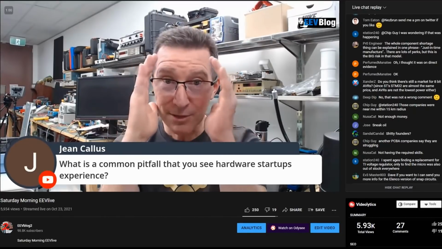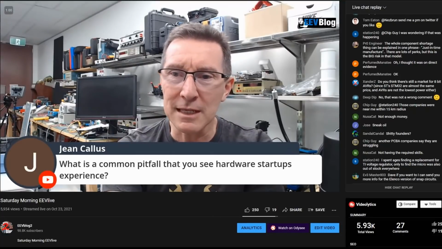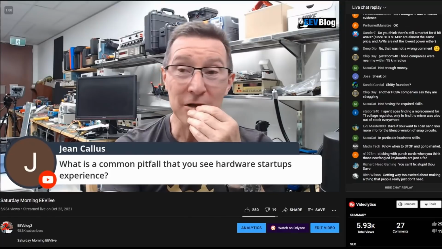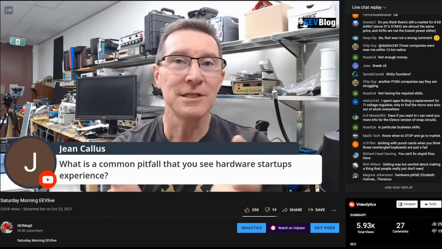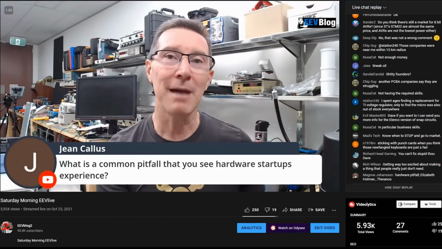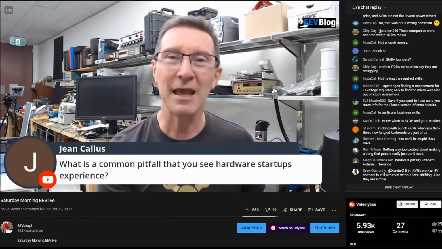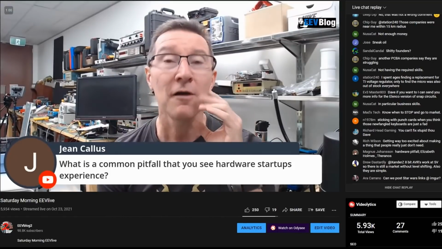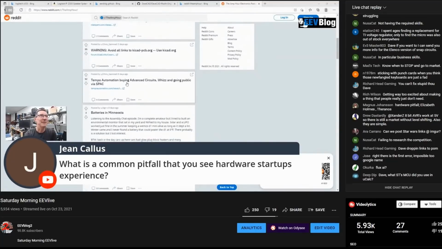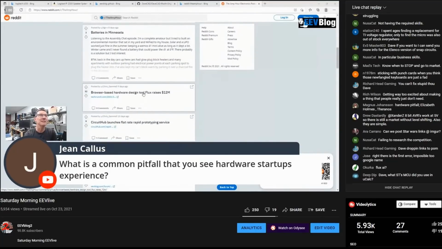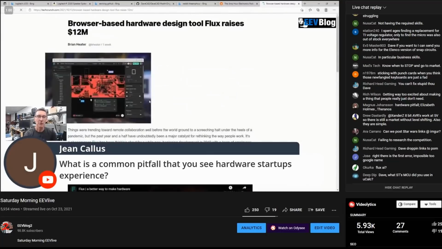But no, people just get their blinkers on. We talked about this actually on the Amp Hour, and we discussed that there's a new hardware startup, once again, another online PCB schematic tool that's mainly geared towards actual collaboration between engineers, right? I can't remember the name of them. Flux is their name. Browser-based hardware design tool, Flux. Right, they raised $12 million, right?